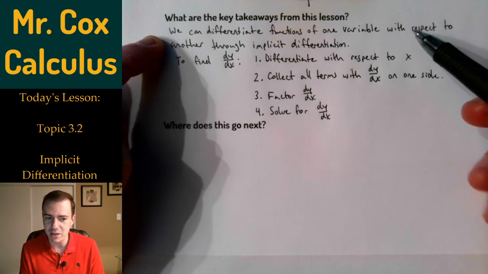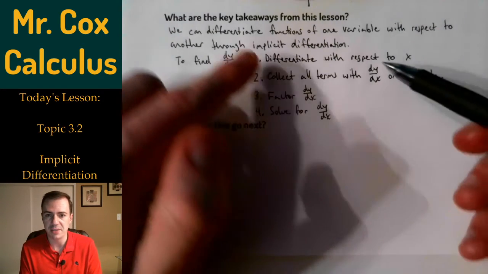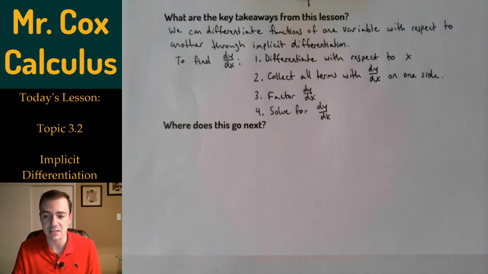So really big that we're going to be able to do this moving forward. Take the derivative of a function with respect to another variable, and this is kind of the roadmap for how you would find this idea of the rate of change of y with respect to x, even if the function isn't explicitly stated as a function of x.